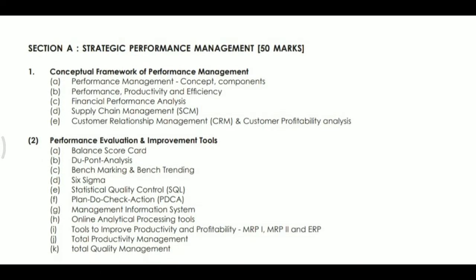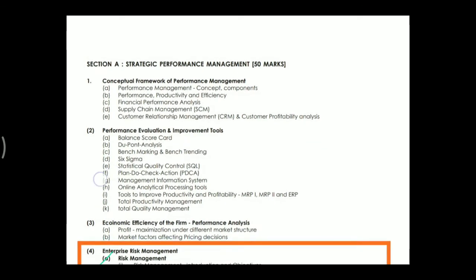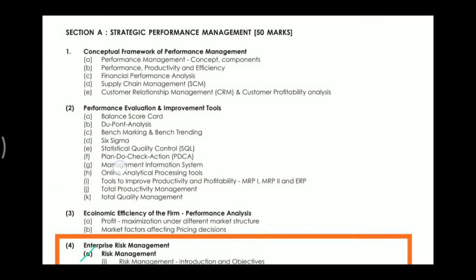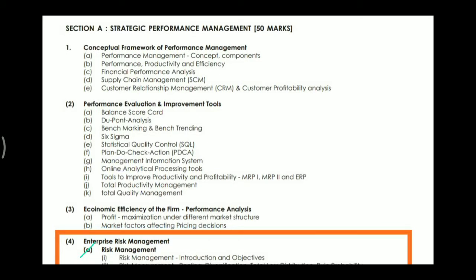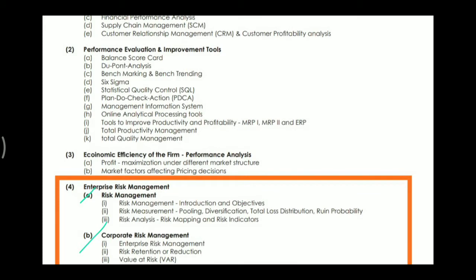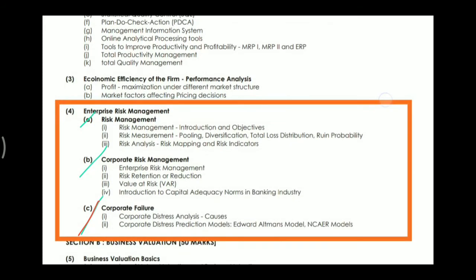ఈ స్ట్రాటజిక్ పర్ఫార్మెన్స్ మేనేజ్మెంట్ సెక్షన్ ఏలో మనకి 4 టాపిక్స్ ఉన్నాయి. ఫస్ట్ వన్ వచ్చేసి కాన్సెప్చువల్ ఫ్రేమ్వర్క్ ఆఫ్ పర్ఫార్మెన్స్ మేనేజ్మెంట్. సెకండ్ వన్ ఈజ్ performance evaluation and improvement tools. Third one is economic efficiency of the firm. Fourth one, enterprise risk management.